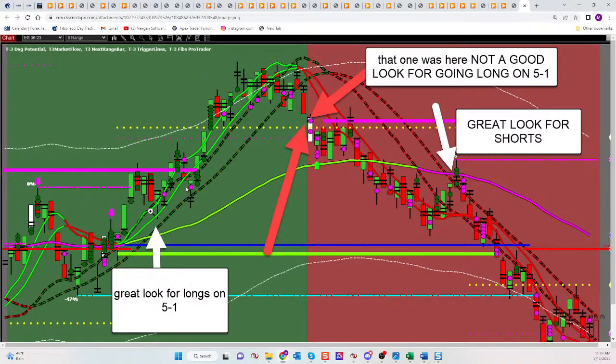Great look for longs, everything agrees. Horrible look for long, doesn't agree. Great look for shorts, everything agrees.